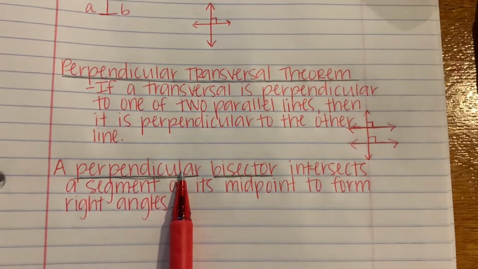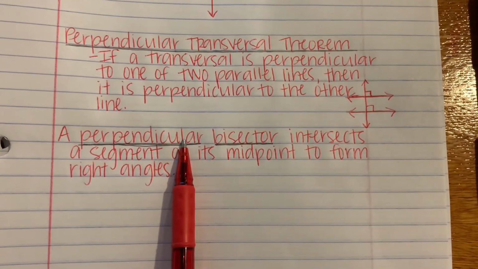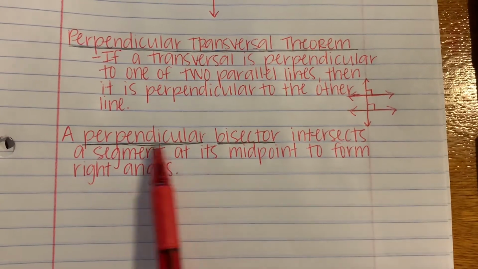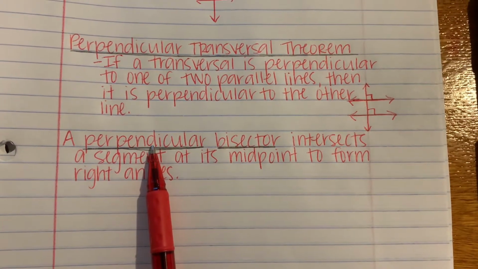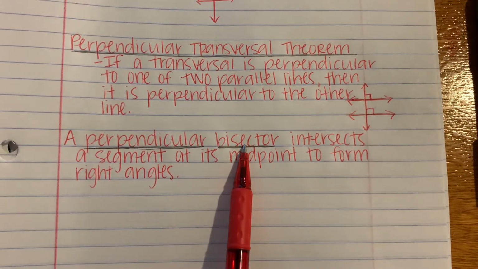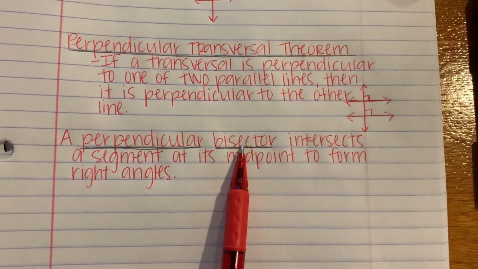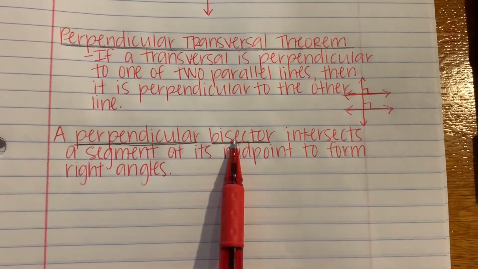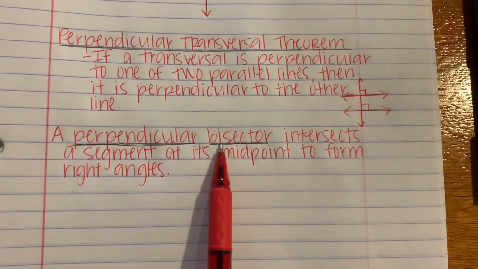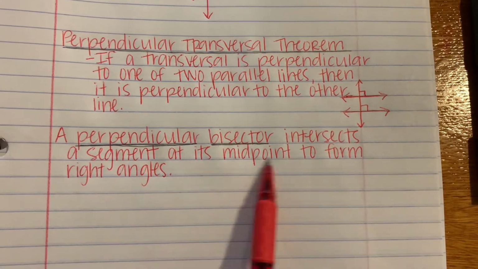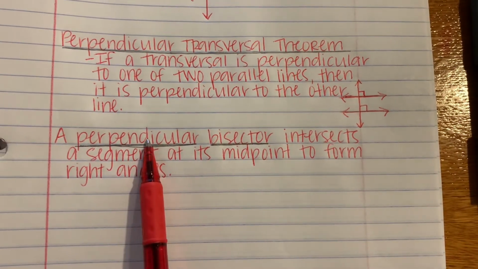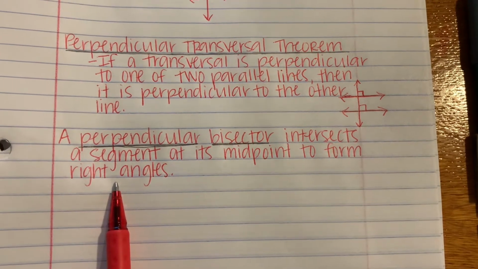The last thing I want to go over is a perpendicular bisector. You know what these two words mean individually. Perpendicular means they form a right angle, and bisect means cut in half. So if it's a perpendicular bisector, it's cutting something in half. It's intersecting at its midpoint, and because it's perpendicular, it forms right angles.